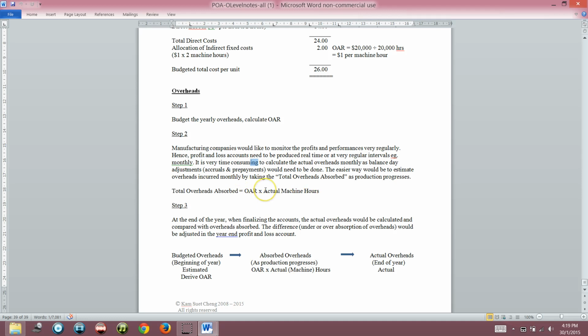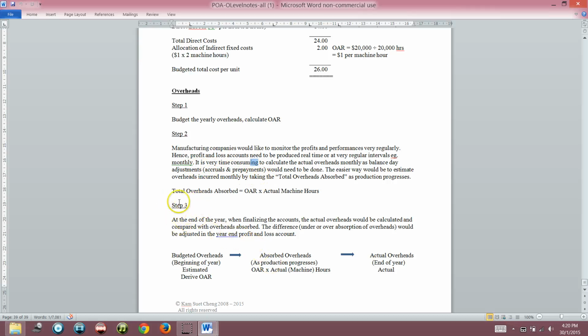So the overhead absorption rate is what we calculated at the very beginning of the year. Our total overhead absorbed for the month, for example for January, will be the overhead absorption rate times the actual machine hours for that month. Now we will use this total overhead absorbed in our monthly management account as our overhead expense figure, so that we can estimate our profit as accurately as possible every month, without incurring too much hassle in doing all the accrual and prepayment every month.